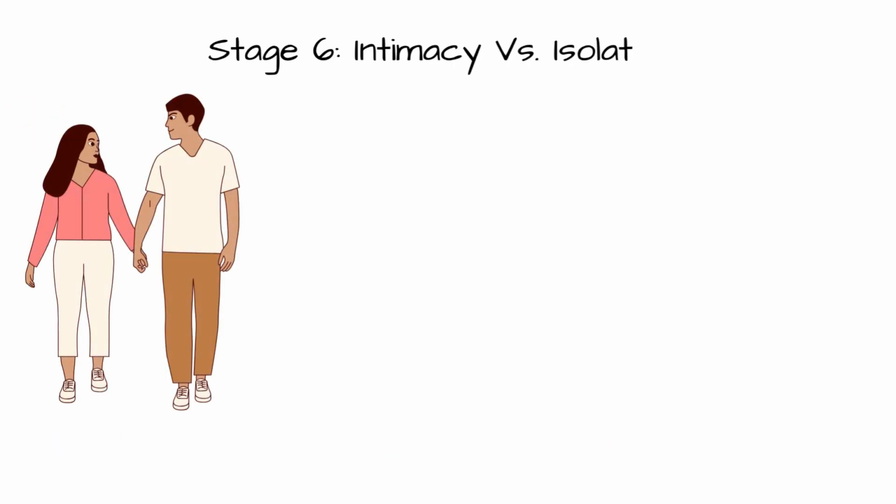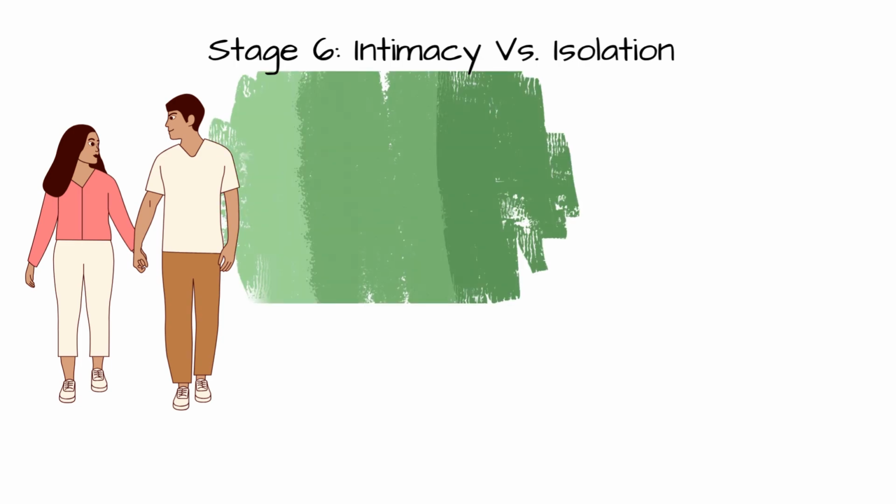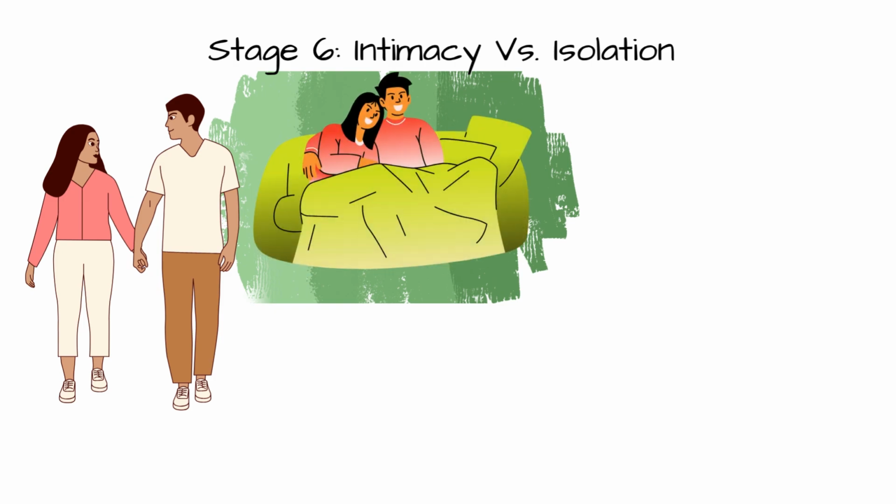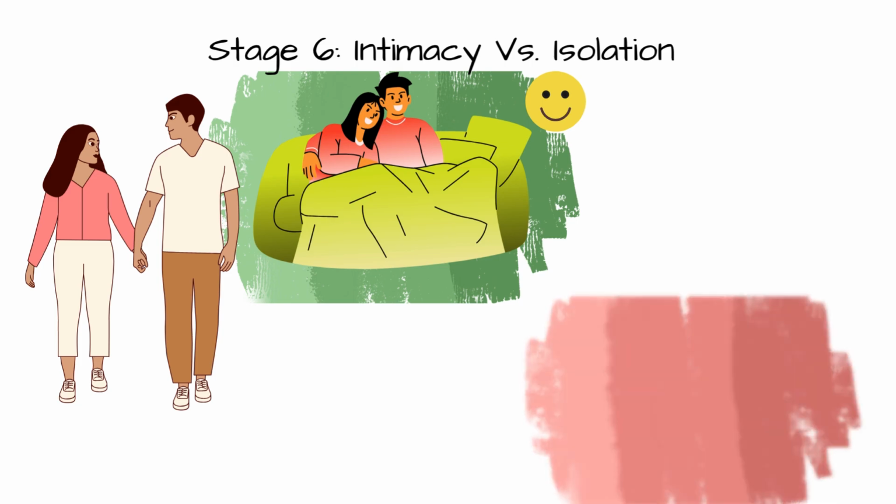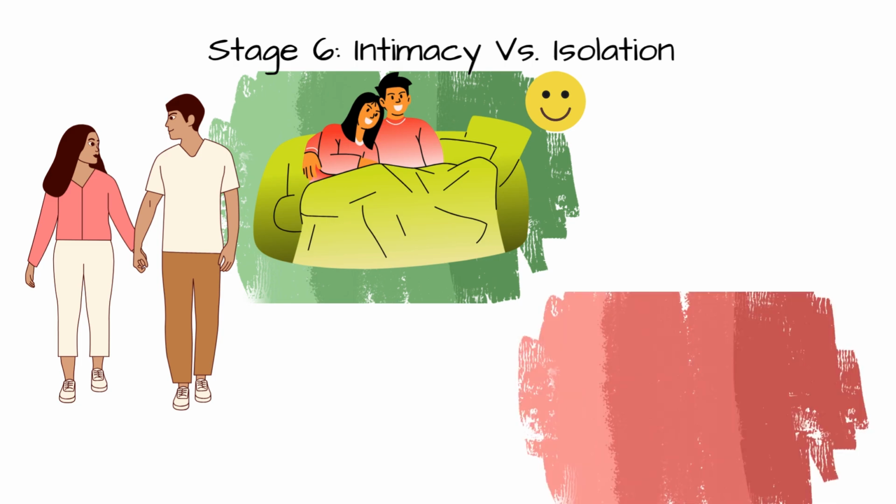Stage 6. Intimacy versus isolation. The sixth psychosocial stage is centered on intimacy versus isolation and is focused on forming intimate, loving relationships with other people. Dating, marriage, family, and friendships are important during the intimacy versus isolation stage, which lasts from approximately age 19 to 40. By successfully forming loving relationships with other people, individuals are able to experience love and enjoy intimacy. Those who fail to form lasting relationships may feel isolated and alone.